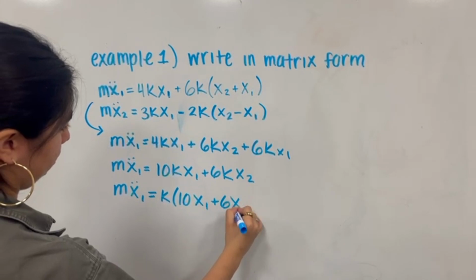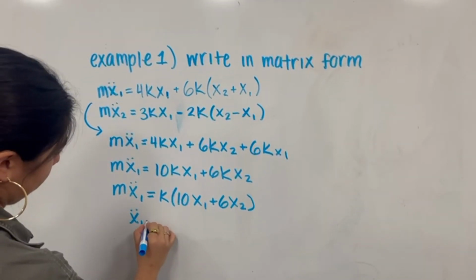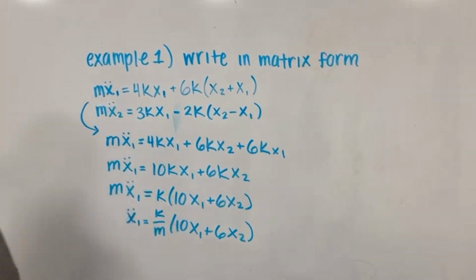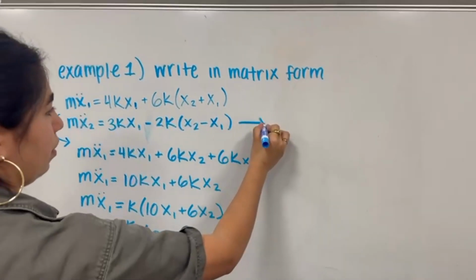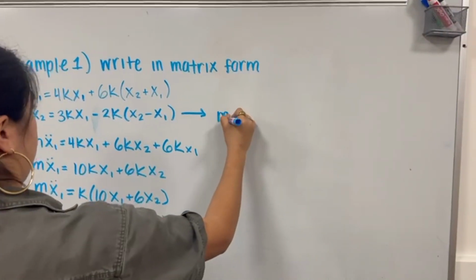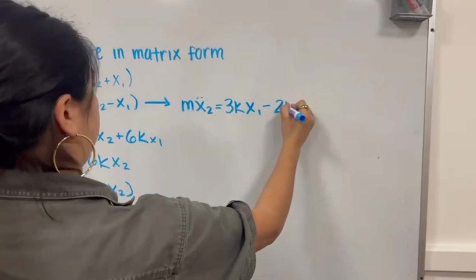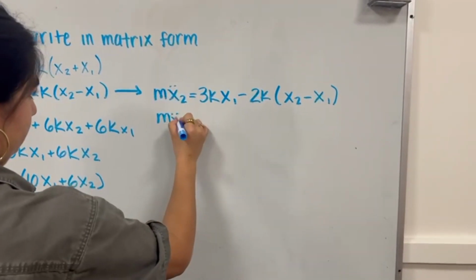So first, we need to distribute out the terms so we can write it in matrix notation. Here, Andrea is just distributing it out so we can figure out what our coefficients are and what our x1 double dot is equal to. Again, she's repeating the process to figure out what our x2 double dot is.